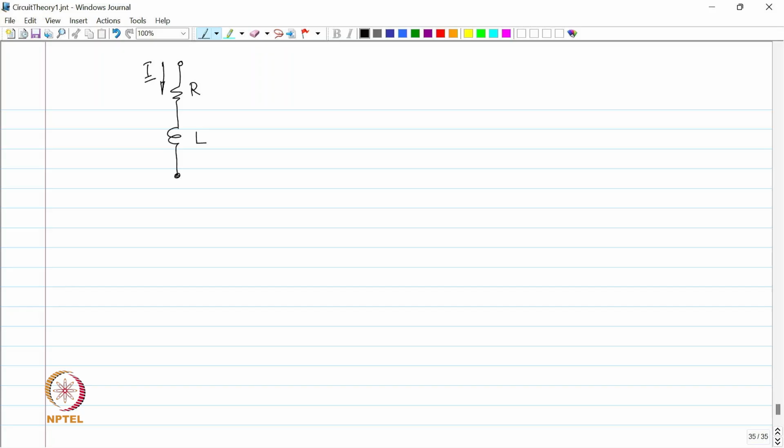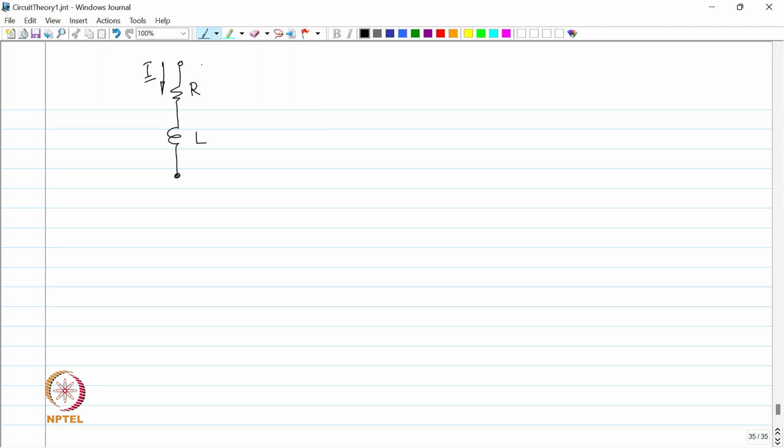What is the actual current? It is the real part of I underline times e to the power j omega t. That is the actual current. But we do not worry about the actual current, we are going to worry about just the complex phasor I.